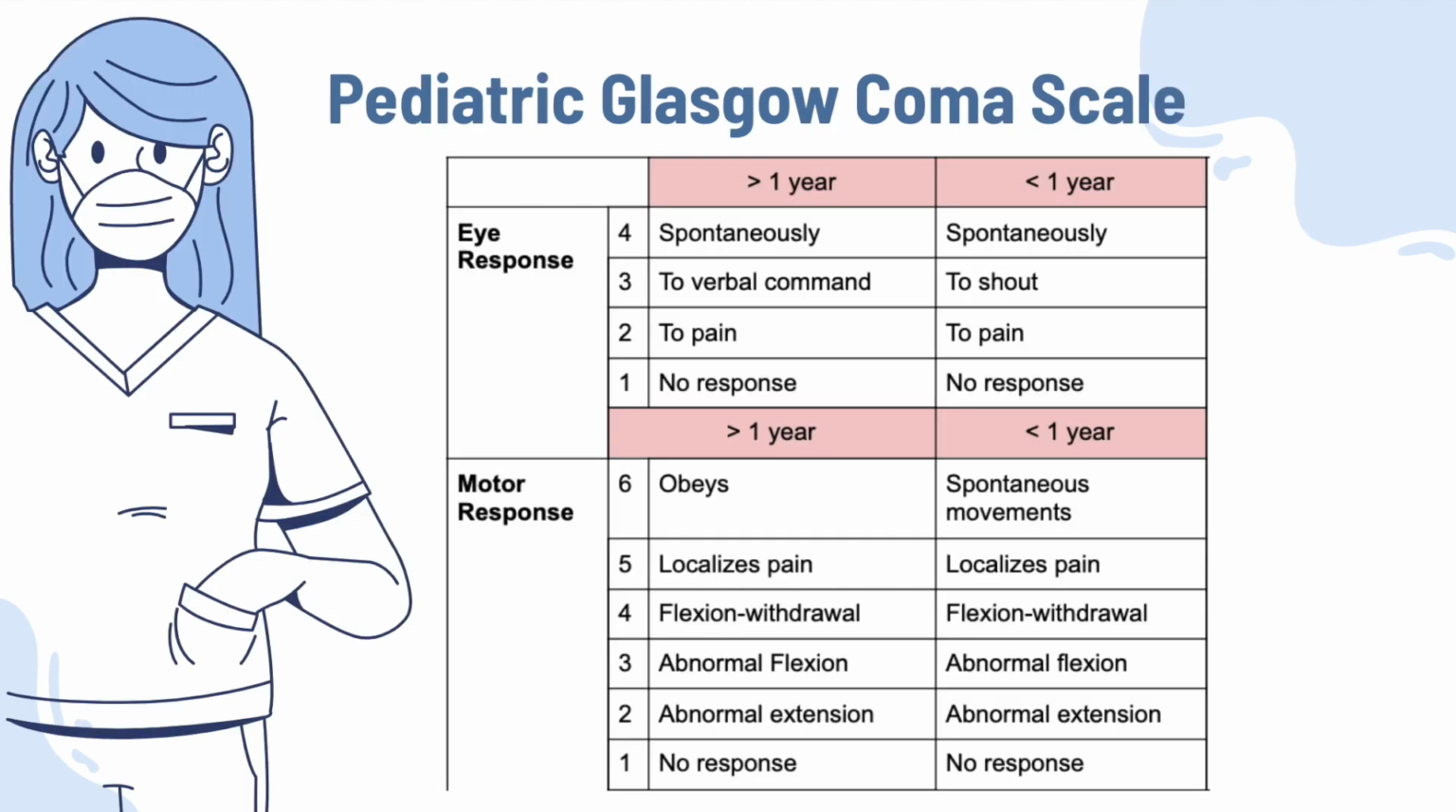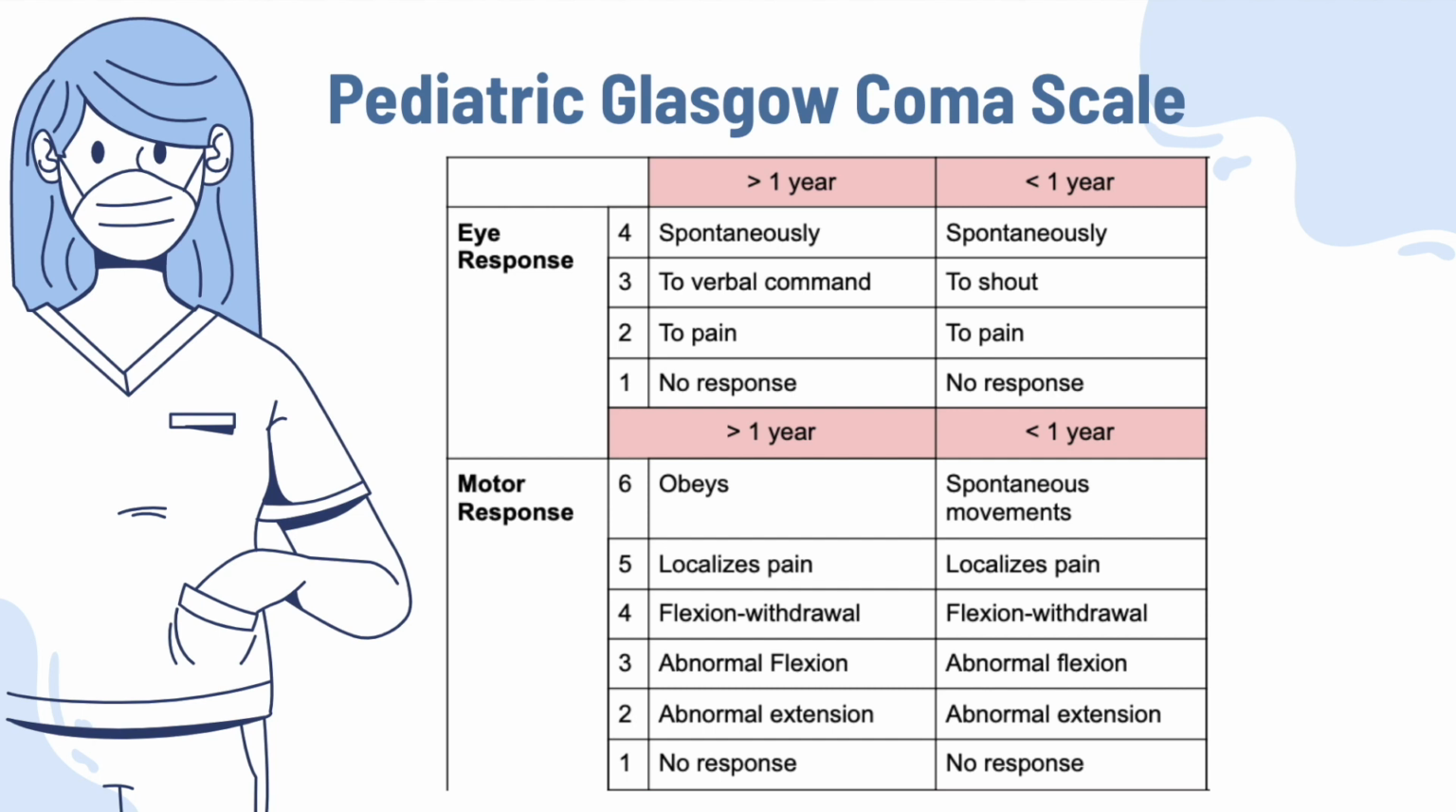Pediatric Glasgow Coma Scale. Eye response: children ages 1 year and above. Spontaneously, score of 4. To verbal command, score of 3. To pain, score of 2. No response, score of 1. Ages 1 year old and below: spontaneously, score of 4; to shout, score of 3; to pain, score of 2; no response, score of 1.